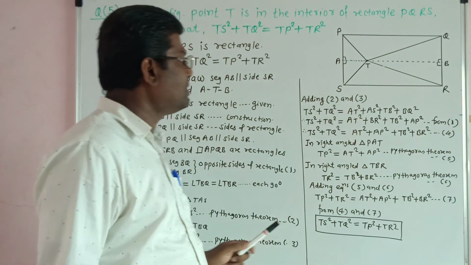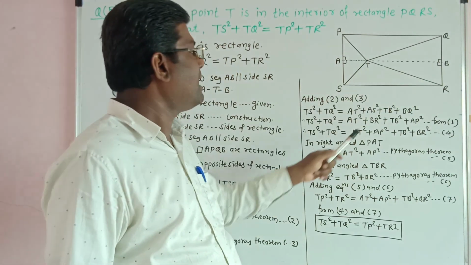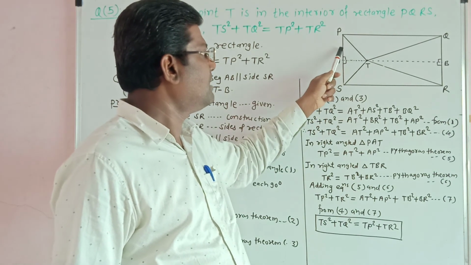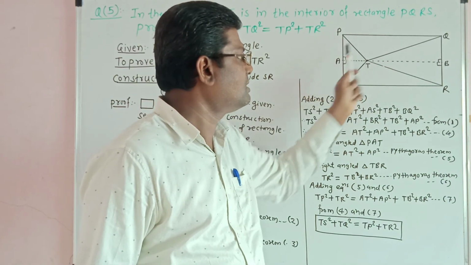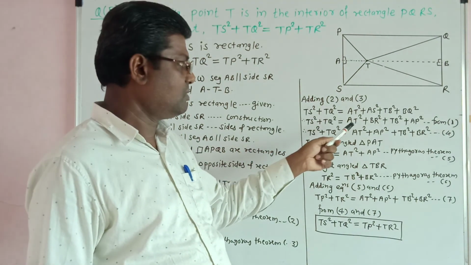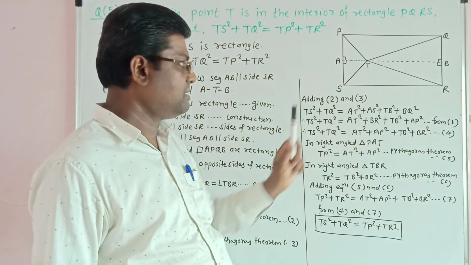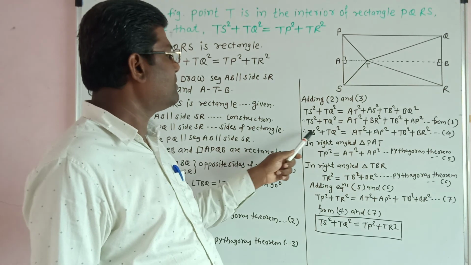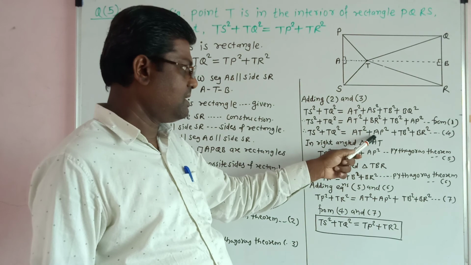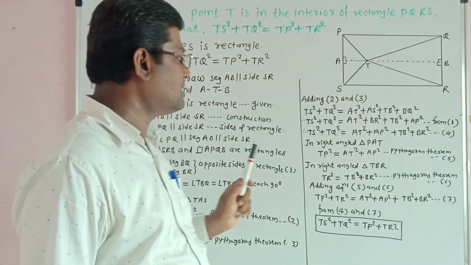Now AS is equal to BR and BQ is equal to AP. Therefore, that equation becomes TS square plus TQ square is equal to AT square plus BR square plus TB square plus AP square. So, rearranging the terms, TS square plus TQ square is equal to AT square plus AP square plus TB square plus BR square. This is equation number 4.